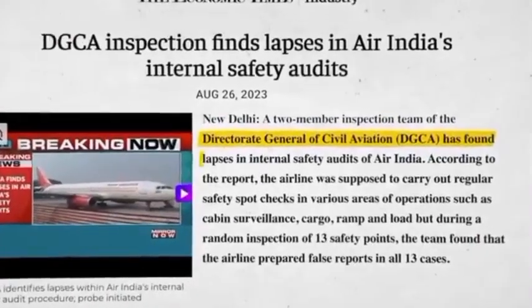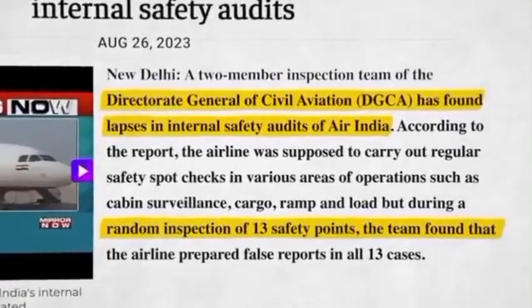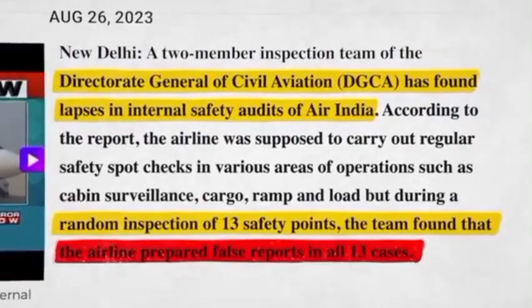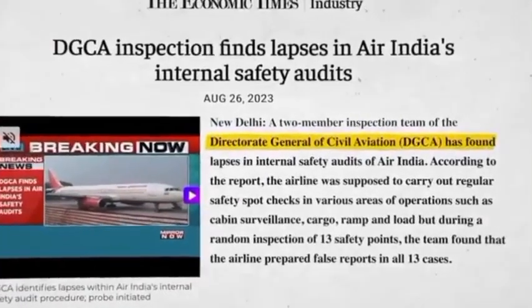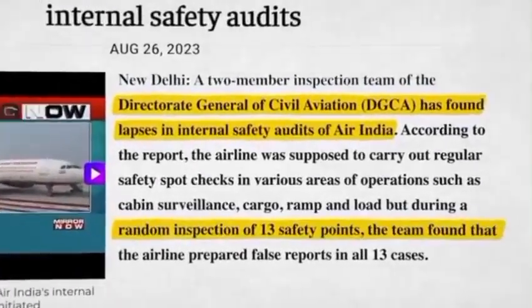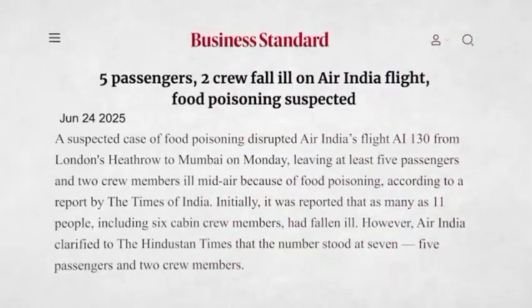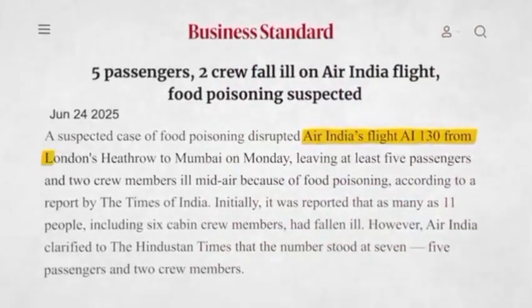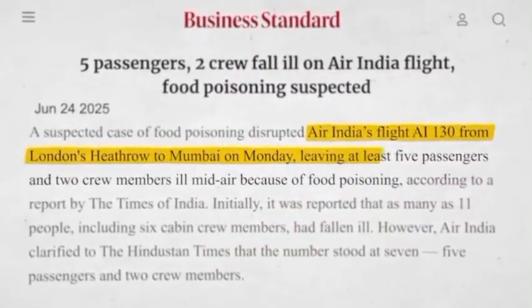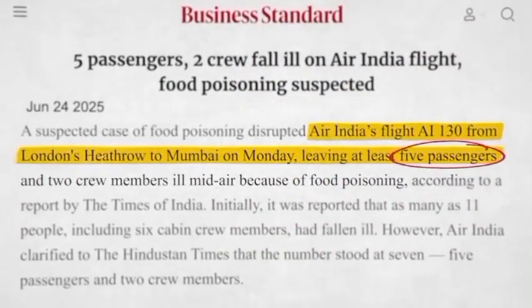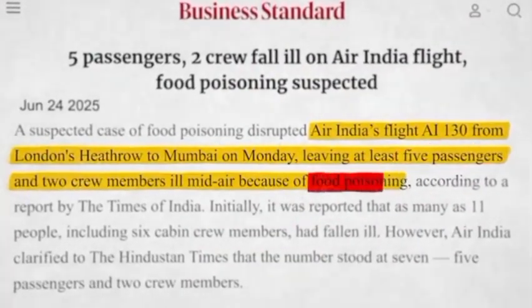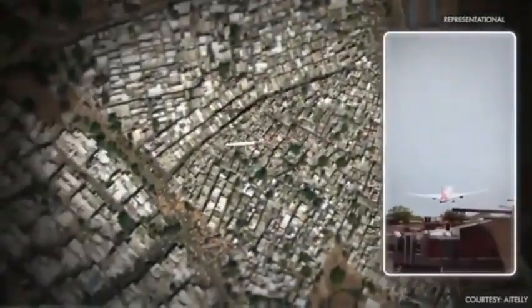Similarly, in July 2023, when the DGCA team checked 13 random points, they found that these safety points had never been audited, and Air India was giving fake reports of audits. And look at this news from a day ago. A flight from London to Mumbai. 5 passengers and 2 crew members fell ill mid-air. The reason for this is being suspected as food poisoning.